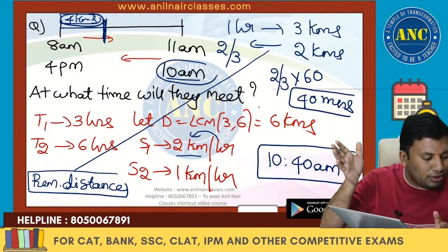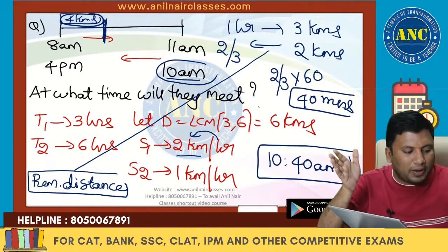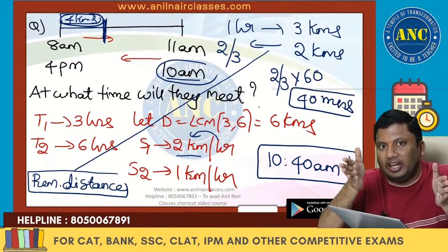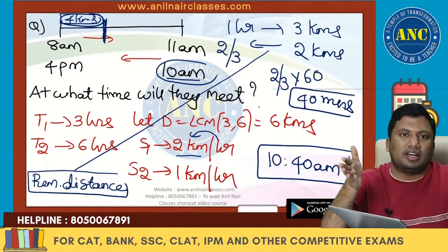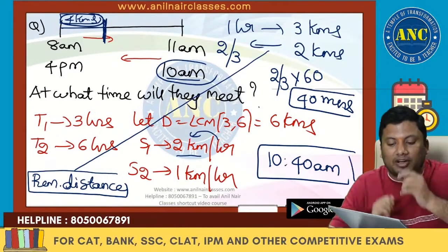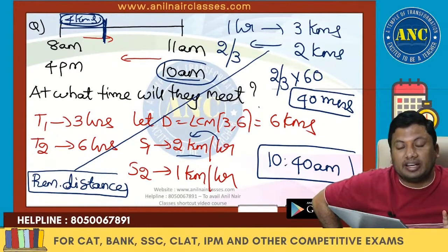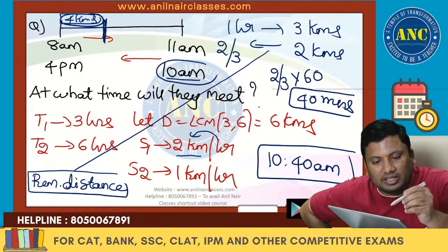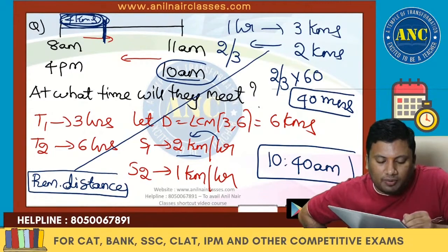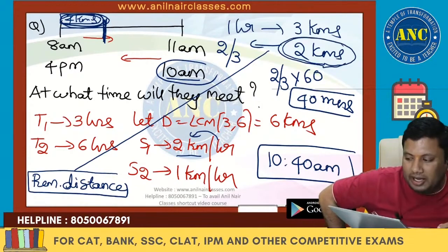Now see, all the students. Everybody listen, I am explaining. Listen carefully, right? The second train started at 10 a.m. When the second train started at 10 a.m., the first train had traveled for 2 hours. 1 hour is 2 kilometers, so 2 hours means 4 kilometers. Out of 6, 4 already traveled. 1 hour, 2 on this side, 1 on this side. Remaining distance is 2.